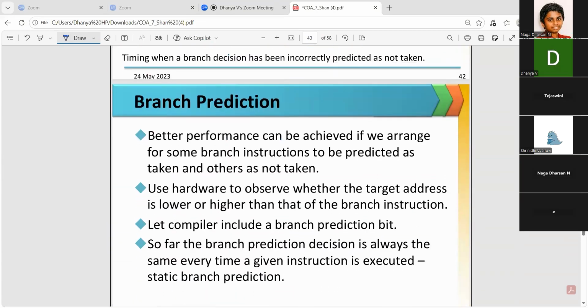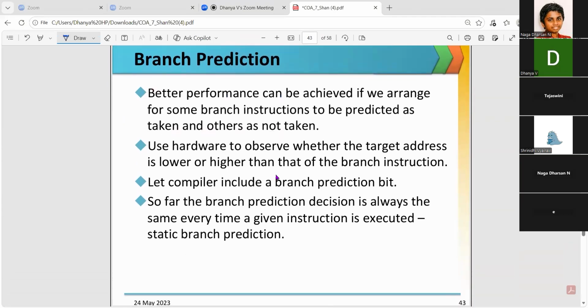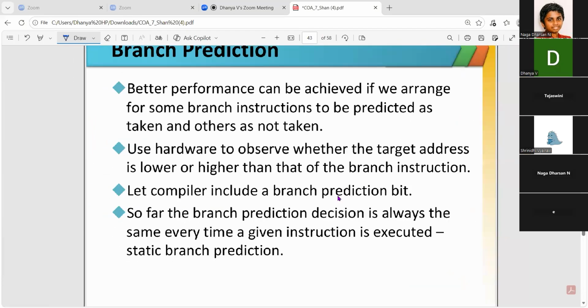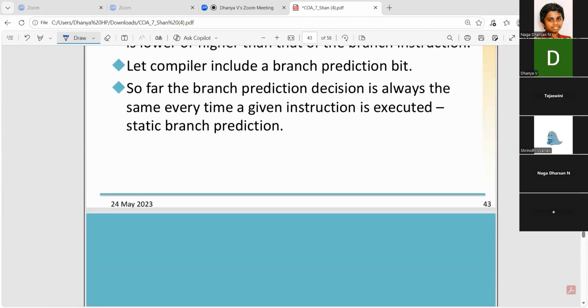So then better performance can be achieved if we arrange for some branch instructions to be predicted as taken and others as not taken. So you assume that some branches are taken and some branches are not taken. You predict it, and then based on that, you use the hardware to observe whether the target address is lower or higher than the branch instruction. And then you let the compiler include the prediction bit. So this comes under the LRU algorithm also. So at that time, we'll go into much more detail about it.